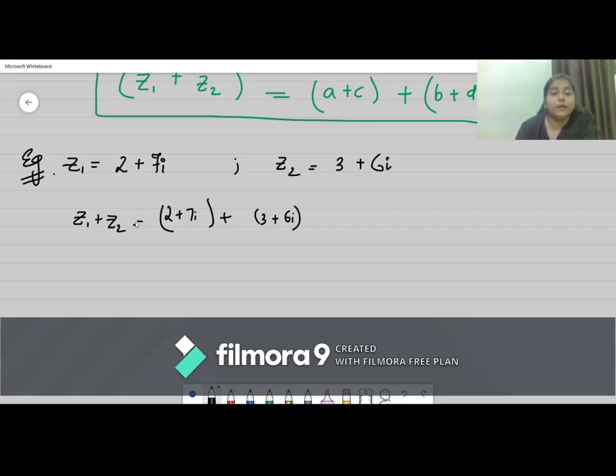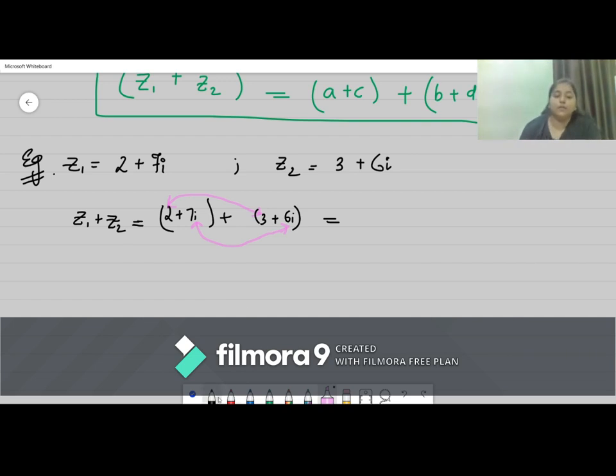मैंने आपको क्या बताया कि add कैसे करते हैं दो complex numbers को, real part एक साथ, imaginary part एक साथ. What are the real parts and imaginary parts? 2 will combine with 3 and 7 will combine with 6. Both of them are going to combine and this is going to combine with this.